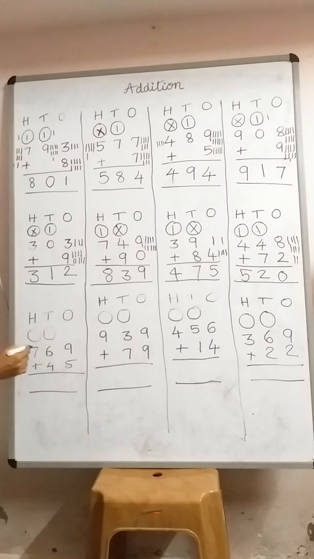Let's move here. We have 769 with 45. Let's count, okay? 9 lines and here 5 lines. Count all the lines. Count with me. 1, 2, 3, 4, 5, 6, 7, 8, 9, 10, 11, 12, 13, 14 children. Yes? Fine.